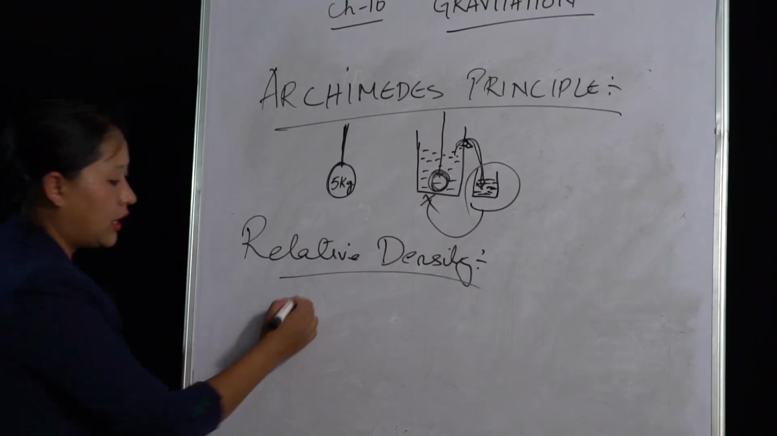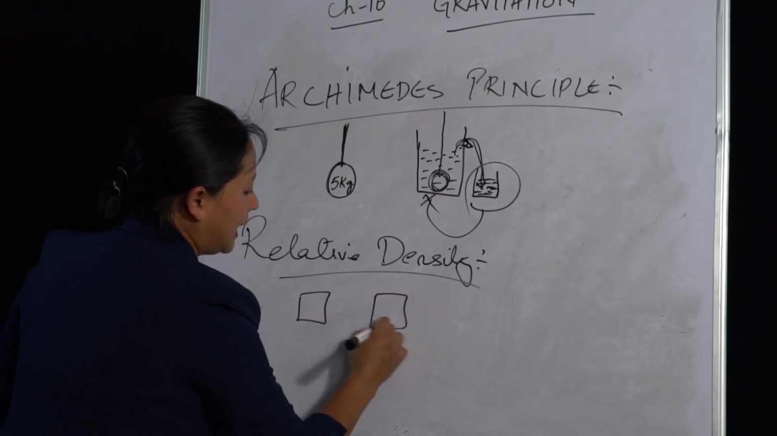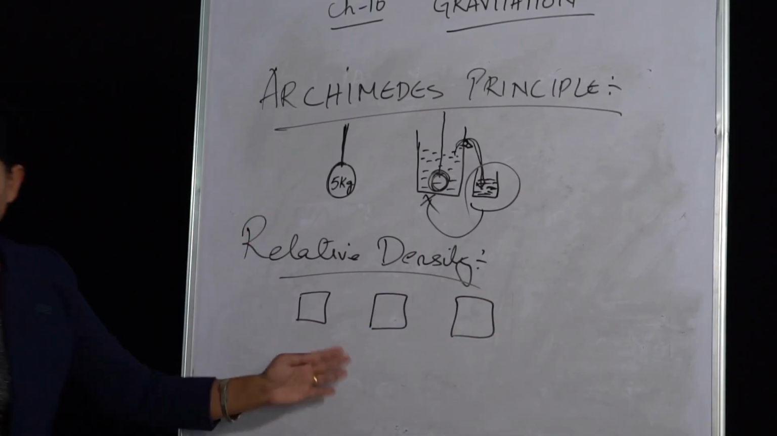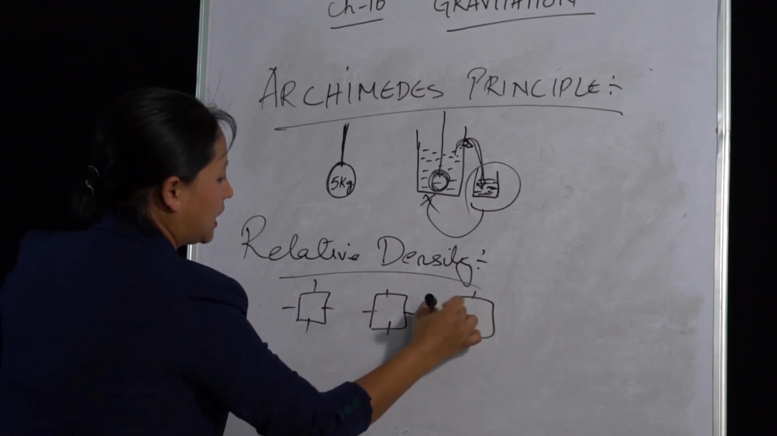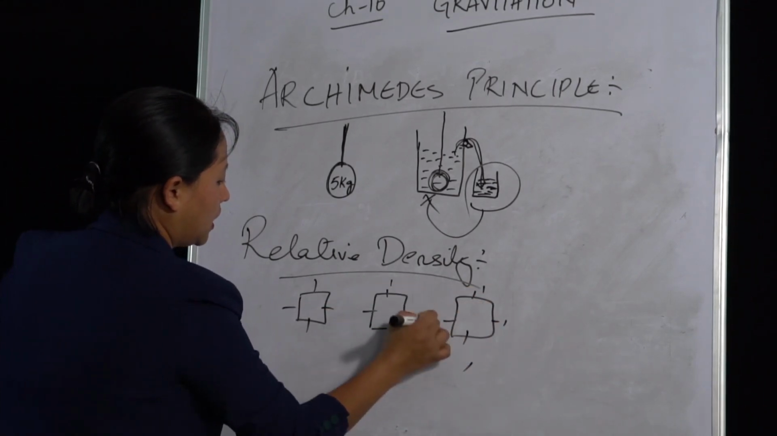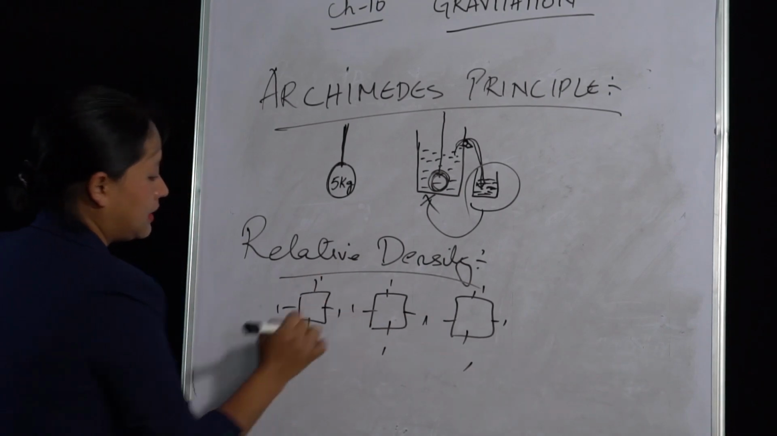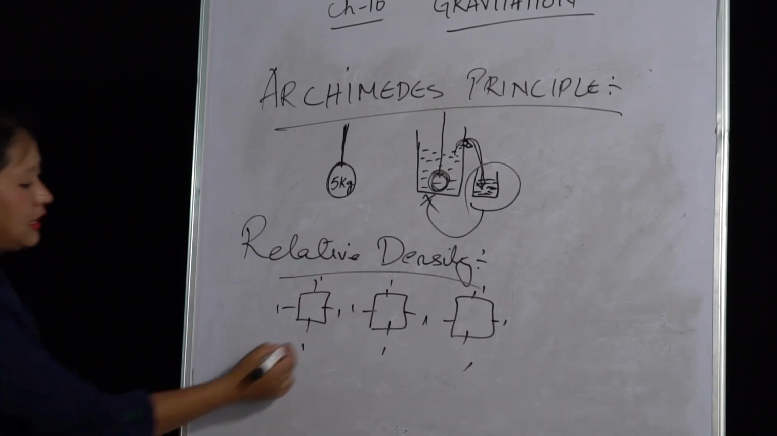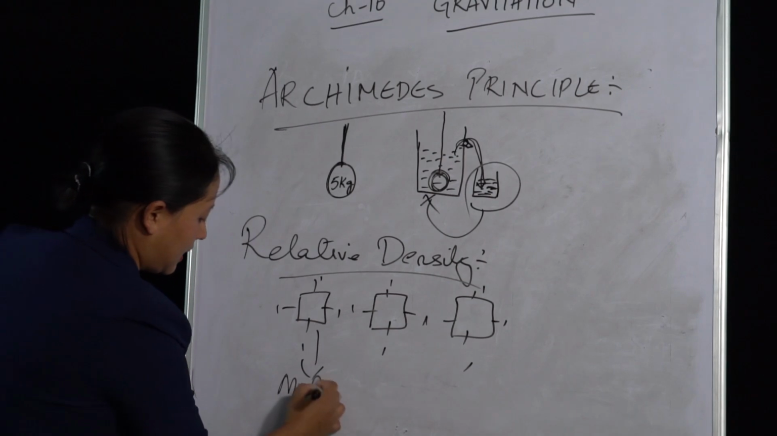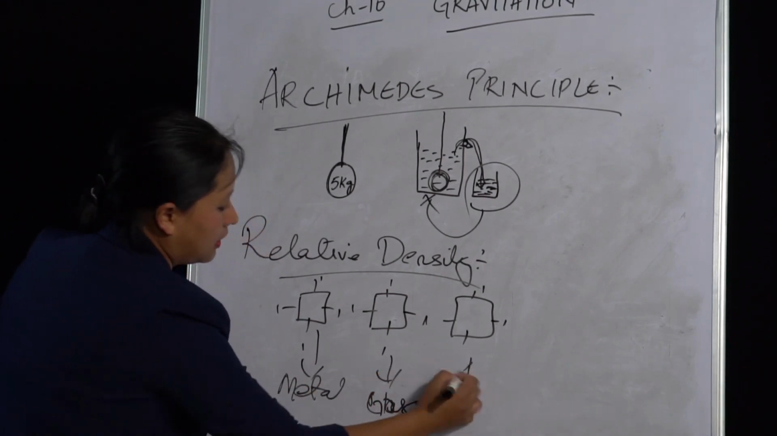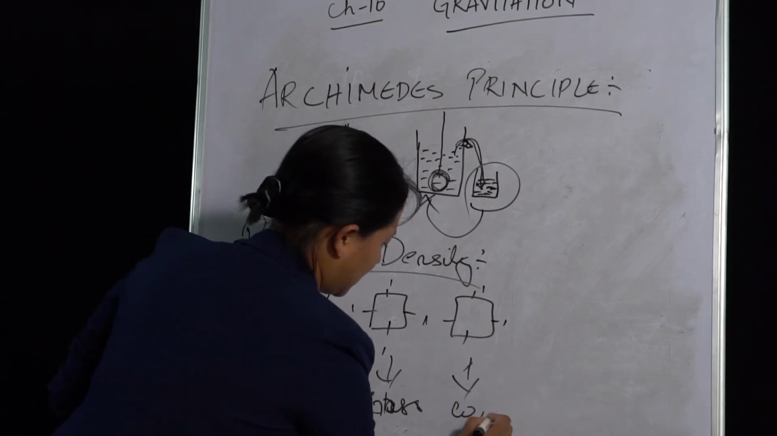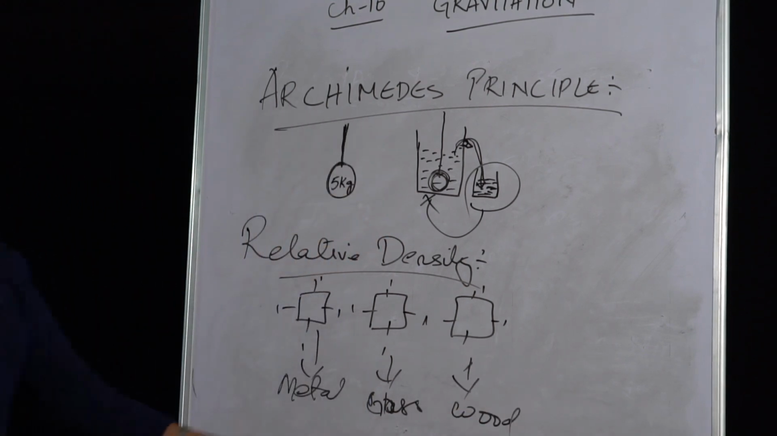Say let us take 3 cubes of the same size. Say all the sides are 1 centimeter, same sizes but of different substances. Say this is made of metal, this is made of glass, and this is made of wood. And try to judge their weight.